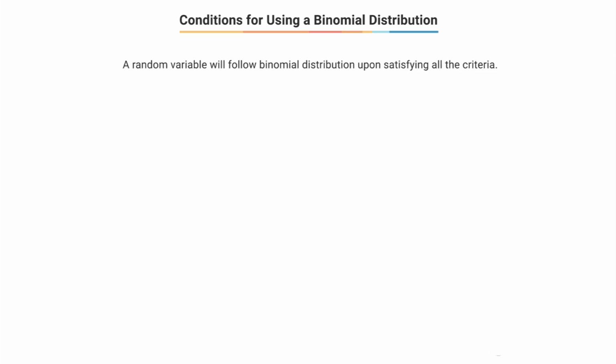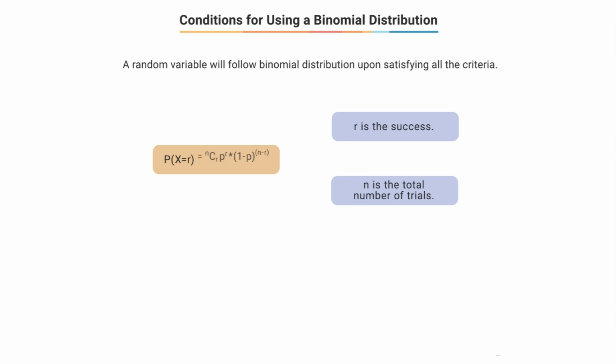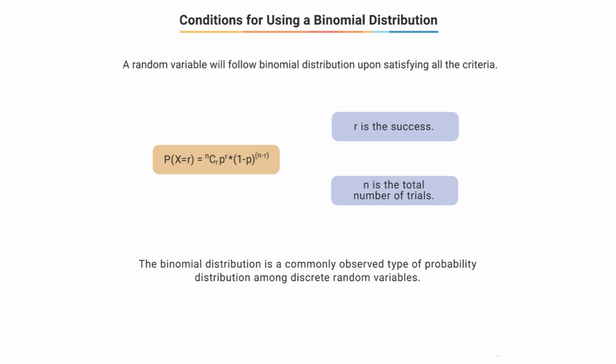When all of these conditions are satisfied, then the random variable will follow a binomial distribution, and the probability for x equal to r, that is getting r successes in n trials, can be calculated as nCr p to the power r into (1 minus p) raised to the power n minus r, as given by the binomial distribution. This is a very commonly observed type of probability distribution among discrete random variables. It is seen in conditions with binary results.